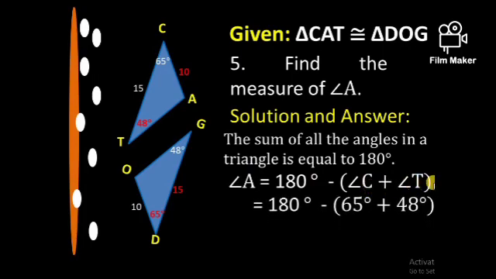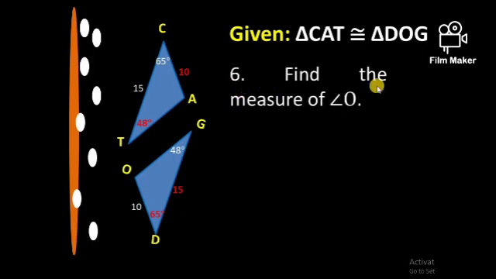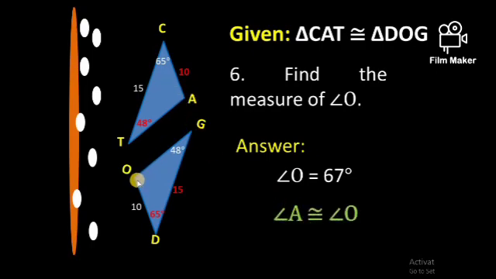Now, substitute the measure of angle C and angle T. And then add these two, 65 degrees plus 48 degrees equals 113 degrees. And 180 minus 113 is equal to 67. Therefore, angle A is equal to 67 degrees. Number 6. Find the measure of angle O. What is the answer? Yes, you are correct. Angle O is equal to 67 degrees. Remember, angle A corresponds to angle O, and angle A is congruent to angle O, therefore, angle O is also 67 degrees.